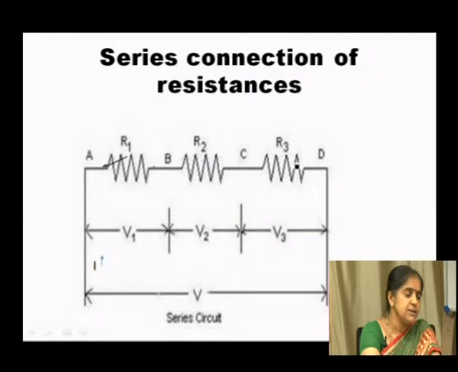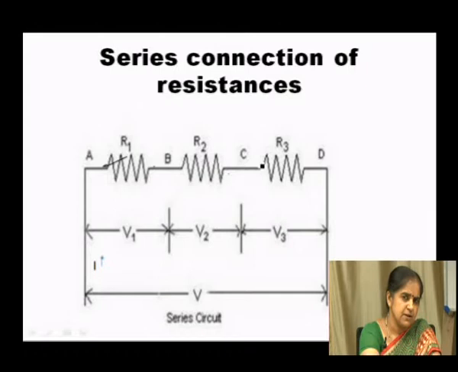So what do you mean by series connection? If the finishing end of one resistance is connected with the starting end of the next one, similarly the finishing end of that resistance is connected with the starting end of the next resistance, this configuration is known as series connection of resistances. That means they are connected so as to form a chain in the circuit. So this type of pattern is known as series connection of resistances.